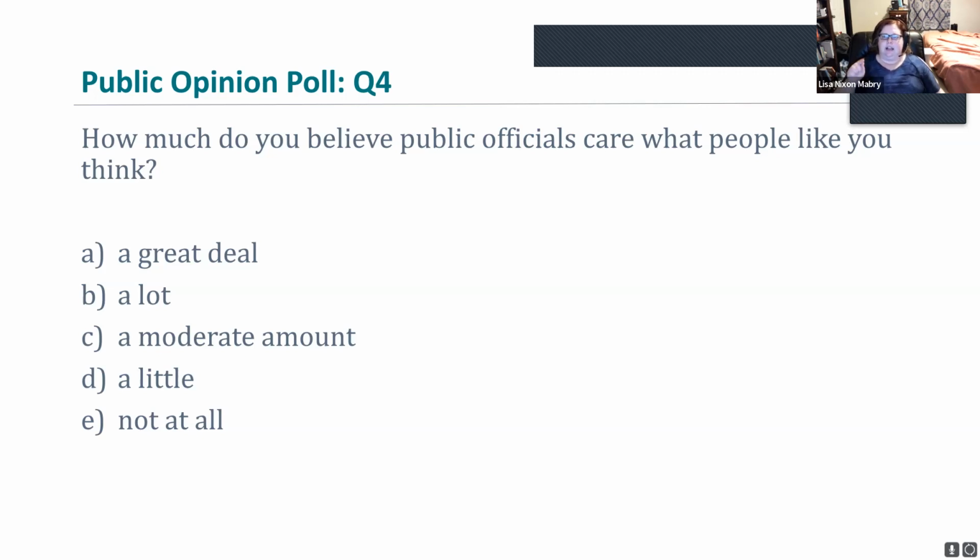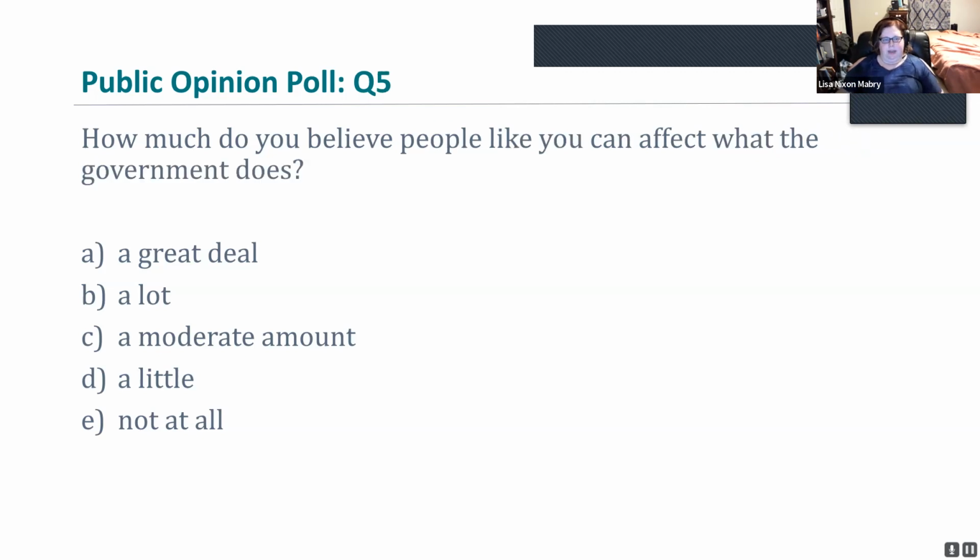So a lot of this has to do with what you put out to them. If you say you need to pay attention to me because I show up and vote all the time, they're going to see that based on your records. Now, they don't know how you voted because that's private, but they can see that you voted when they get the records from the elections office. So a lot of this depends on you. So a public opinion poll number 5, how much do you believe people like you can affect what the government does? Again, subjective based on your political efficacy.